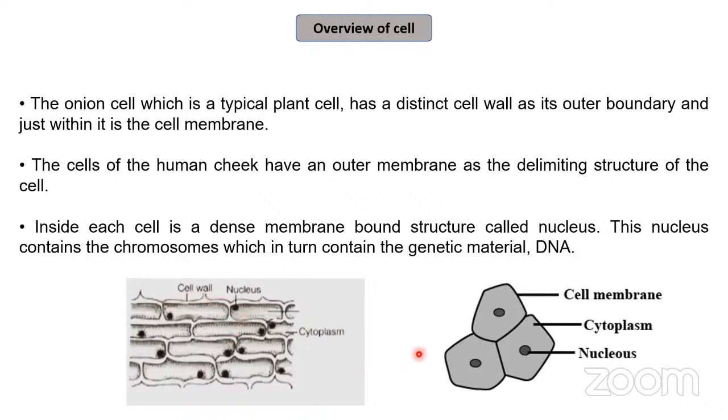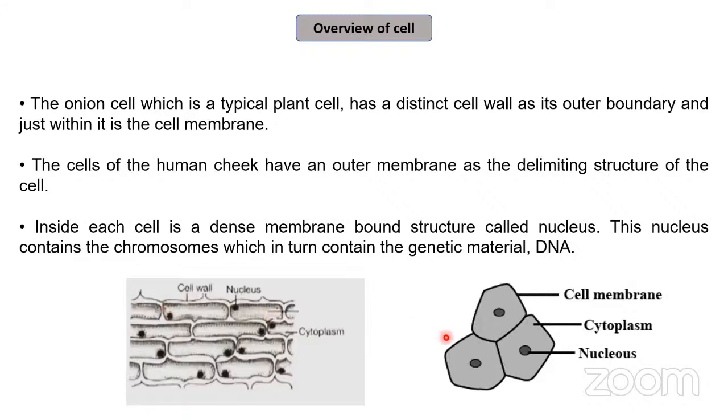There are questions in which we are asked to differentiate between two figures. In one of the figures, we are provided with the cell wall, and in the other figure, we are just provided with the cell membrane, that is a single membrane structure. So this is how we can differentiate between a plant cell and an animal cell in the theoretical or diagrammatic questions which will be asked from us. The onion cell, an example of a plant cell, has a distinct cell wall, and within it is the cell membrane.